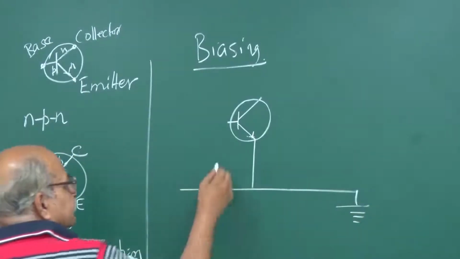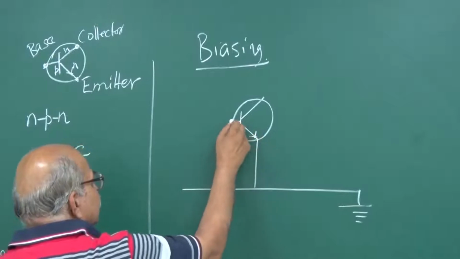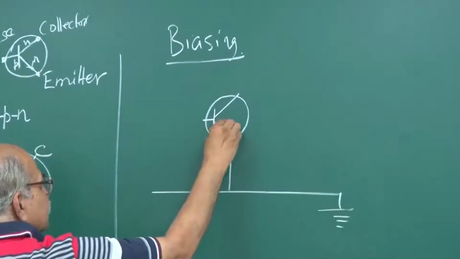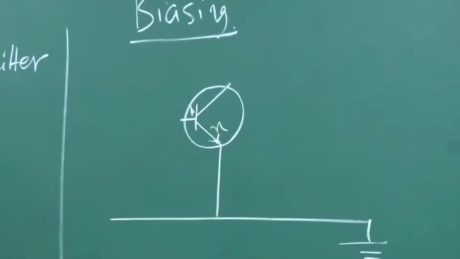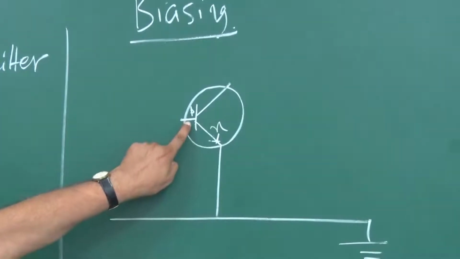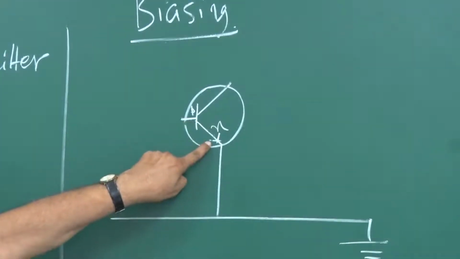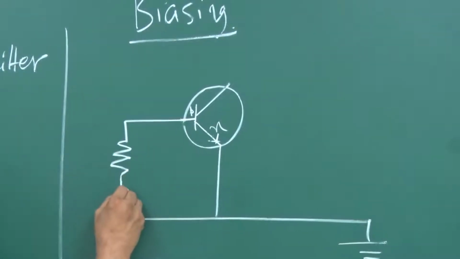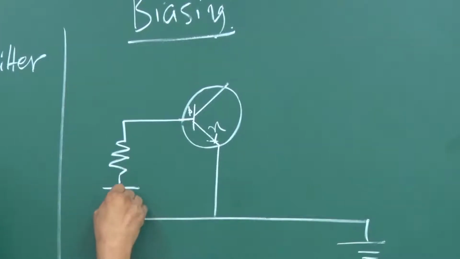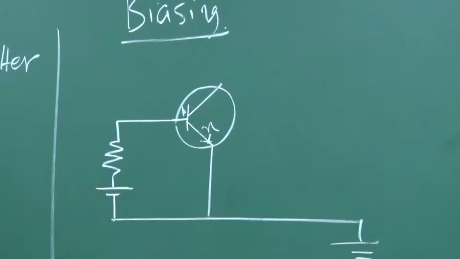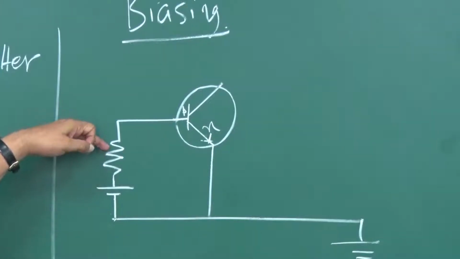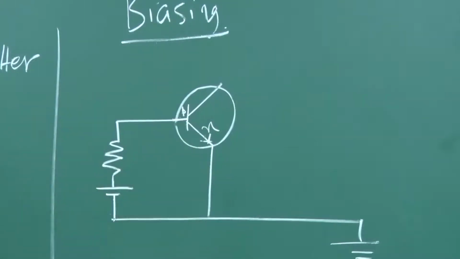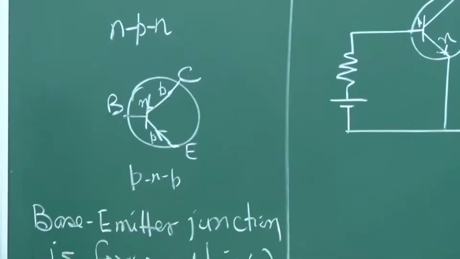The base emitter junction should be forward biased, and remember this is NPN. So, this is N and this is P, and this should be forward biased. That means the base should be at a higher potential than the emitter. That is the forward biasing. So, if I bring it here, put a resistance and then put the positive of the battery with this, so that this is at a higher potential as compared to the emitter, the base emitter junction is forward biased.